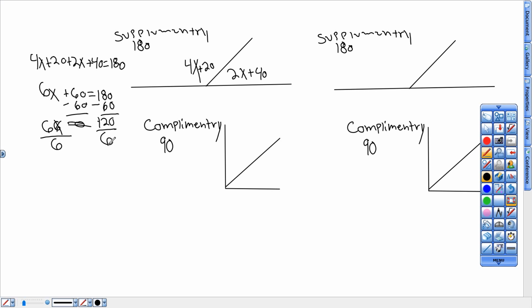No. So 6 goes into 12 how many times? Twice, so 20. So x equals 20. There you go. X equals 20. Good job. And now that's not the angle. What? Oh, yeah. The actual angles are up there, so x is 20.